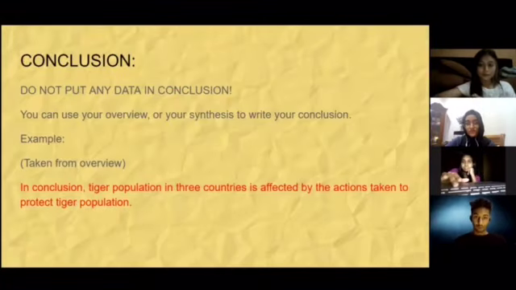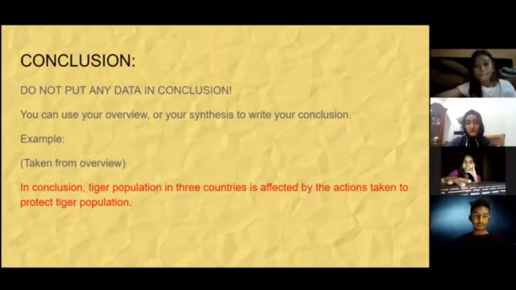Next is the conclusion. In the conclusion, you don't have to put any data. You can use your overview or your synthesis to write your conclusion. For example, this example is taken from the overview. In conclusion, tiger population in 3 countries is affected by the actions taken to protect tiger population. It can be in 1 sentence. And this is the example of the MUET report.